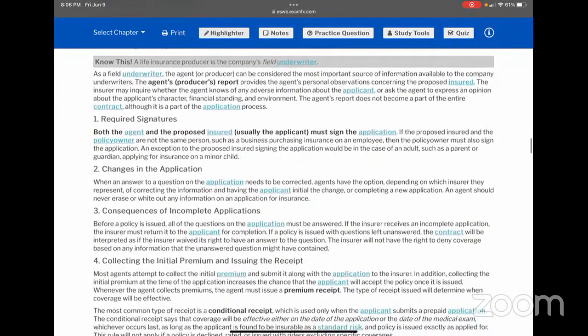As a field underwriter, the agent or producer can be considered the most important source of information available to the company underwriters. The reason is that we're actually looking at the person and dialoguing with the person. The agent's producer's report provides the agent's personal observations concerning the proposed insured. The insurer may inquire whether the agent knows of any adverse information about the applicant, or ask the agent to express an opinion about the applicant's character, financial standing, and environment. The agent's report does not become a part of the entire contract, although it is a part of the application process.